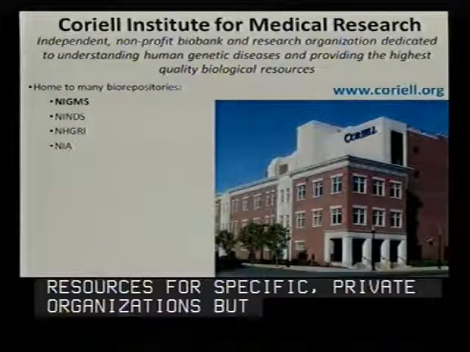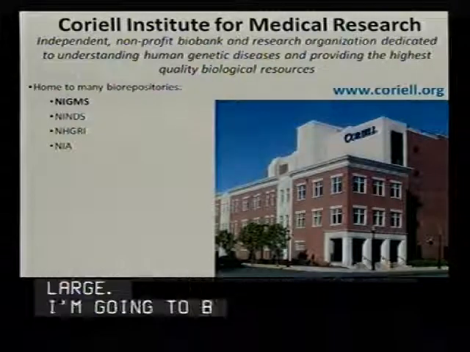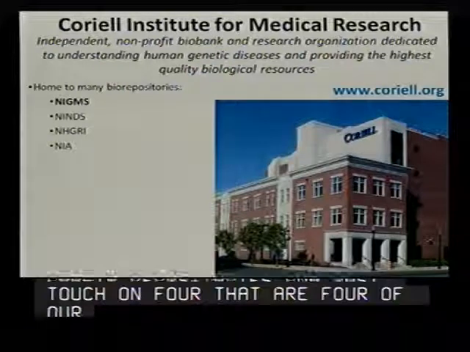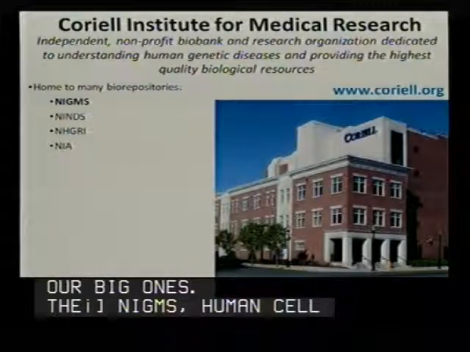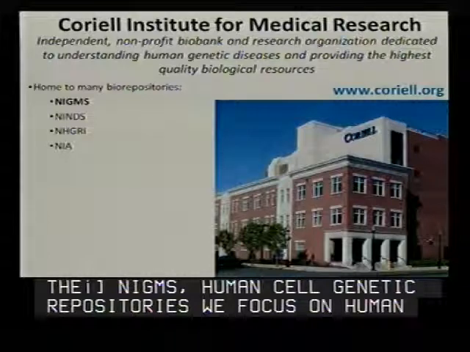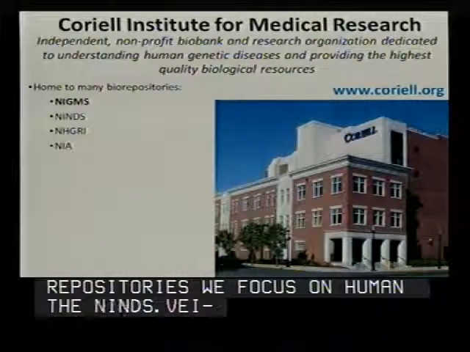I'm going to be focusing on the public repositories, and I'm going to just touch on four of our big ones. The NIGMS Human Genetic Cell Repository, we focus on inherited disorders, chromosomal aberrations, and human variation. The NINDS repository focuses obviously on neurological diseases.